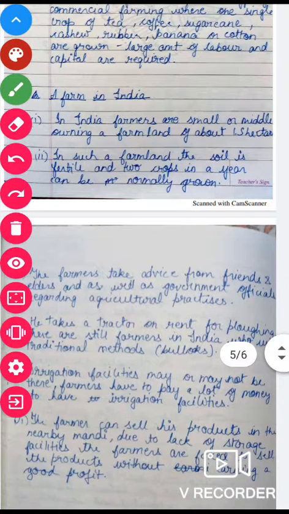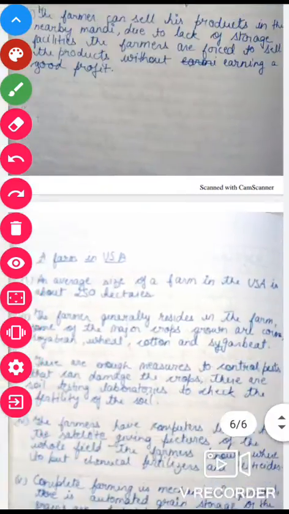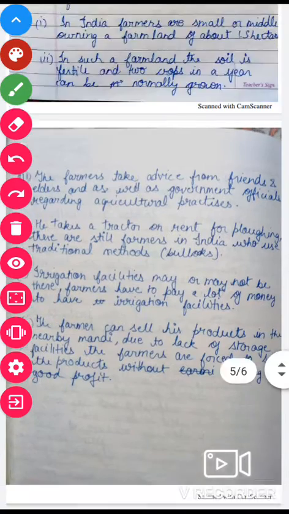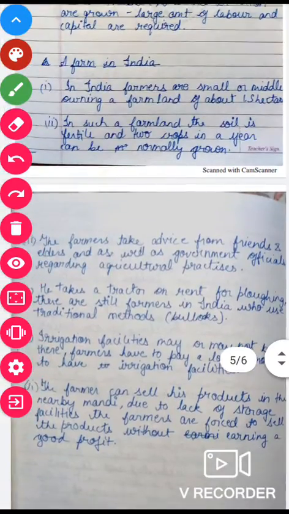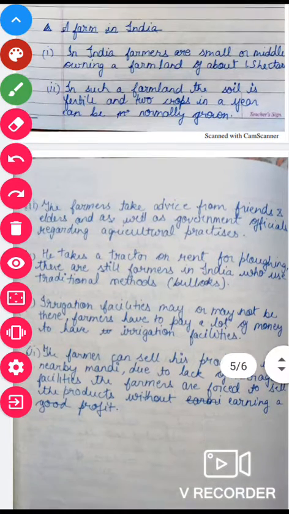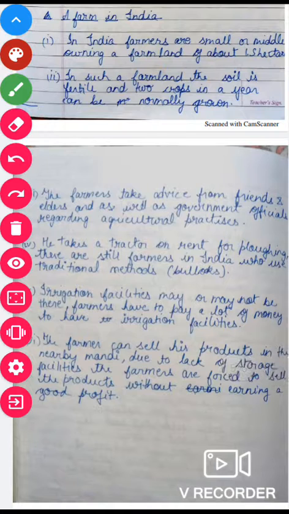Then moving to the 5 marker, which can be: differentiate between farm in India and farm in USA, or it can be just write one. Okay, tell something about farm in India and tell something about USA. So this 5 marker is really important, guys, so focus with me. So wait a second, guys.